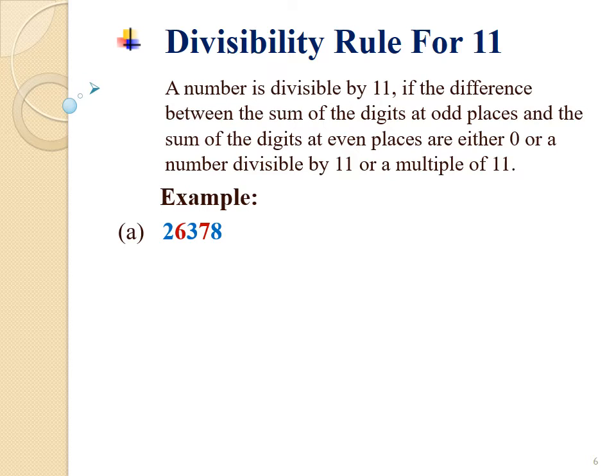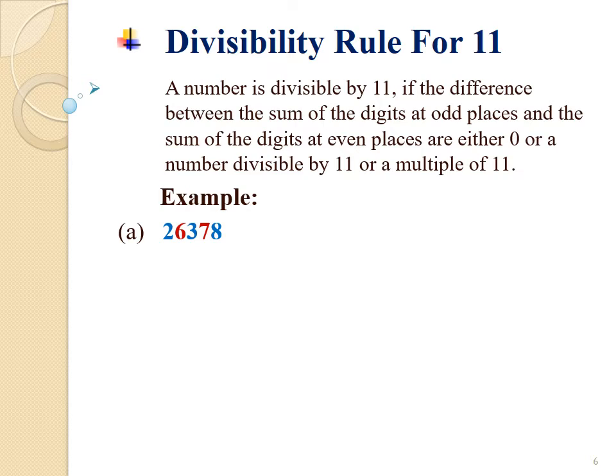Students, in order to check whether 26,378 is divisible by 11 or not, we have to follow 3 steps. They are: step number 1, we have to find the sum of the digits at odd places. Step number 2, we have to find the sum of the digits at even places. And step number 3, we have to find the difference between the sum of the digits at odd places and even places. If we get 0 or a number divisible by 11 or a multiple of 11, then a given number is divisible by 11, otherwise not.